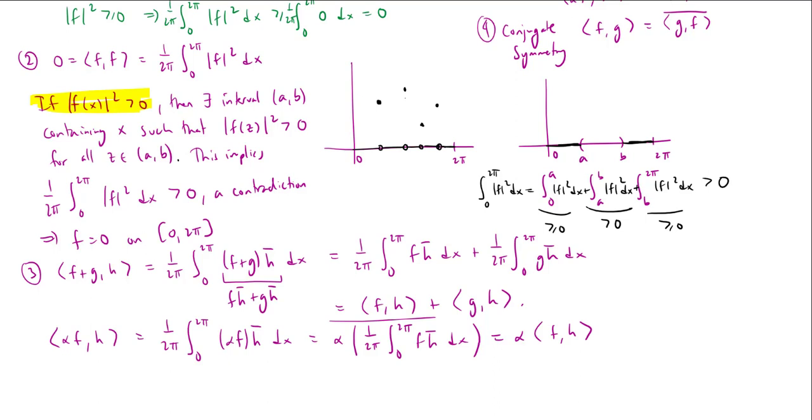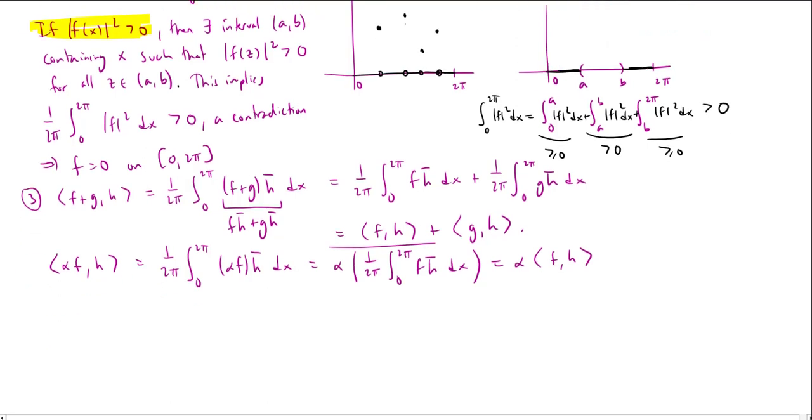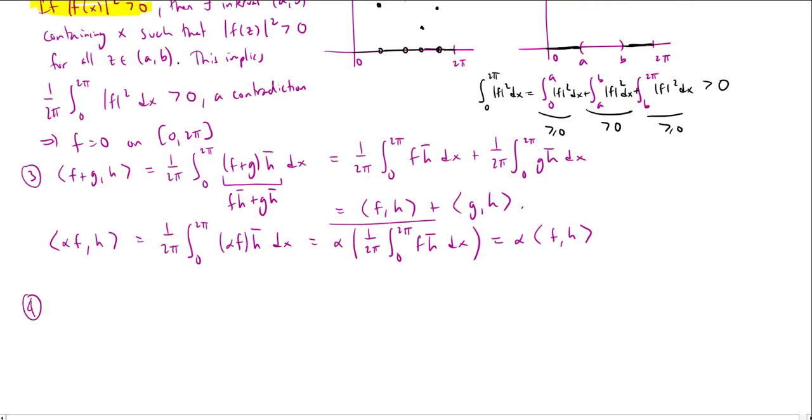Now you might be wondering, well, can't you do these both at once? What if we just did alpha f plus g comma h? Of course you can. I'm doing it separately for mostly pedantic purposes. All right, finally we need to check the conjugate symmetry. So for conjugate symmetry, we'll have to use maybe a lesser known property of integrals.